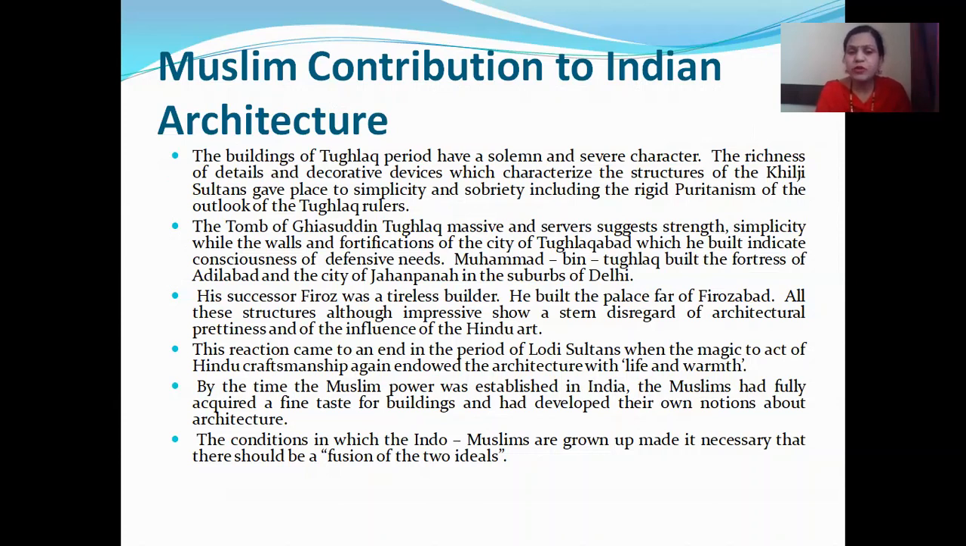By the time Muslim power was established in India, the Muslims had fully acquired a fine taste for buildings and had developed their own notions about architecture. The conditions in which the Indo-Muslims grew up made it necessary that there should be a fusion of two ideals, one Islamic and another Indian. So both styles were used in their architecture, in their buildings, mosques, tombs, and monuments, mainly in the monuments, and we even find them in the forts also.